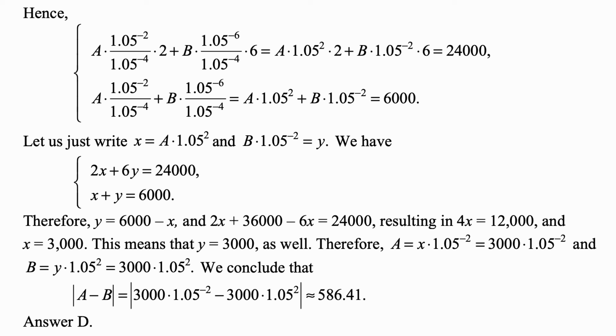So A is equal to x times 1.05 to the negative 2 from the definition of x, and that's 3,000 times 1.05 to the negative 2, and B is equal to y times 1.05 squared. That's 3,000 times 1.05 squared. And then the absolute value of the difference of them is the absolute value of 3,000 times 1.05 to the negative 2 minus 3,000 times 1.05 squared. And that's approximately 586.41, which is answer D.